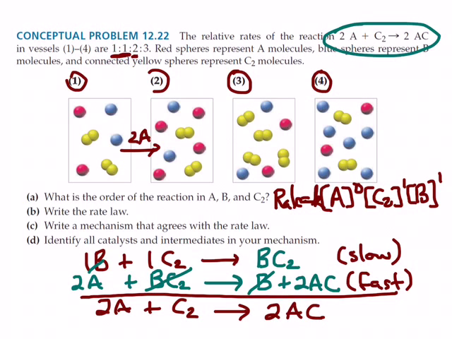The BC2 is an intermediate, so it cancels out. The B's are catalysts, so they cancel out. And we're left with 2 A's, 1 C2, and 2 ACs. And in this mechanism, our slow step has coefficients that match the orders in our rate law. There we go.